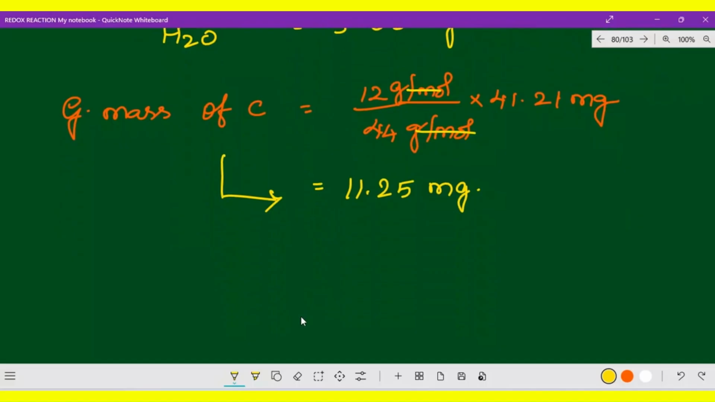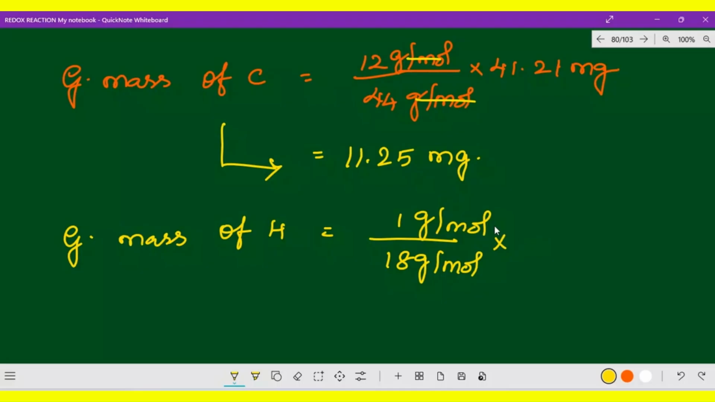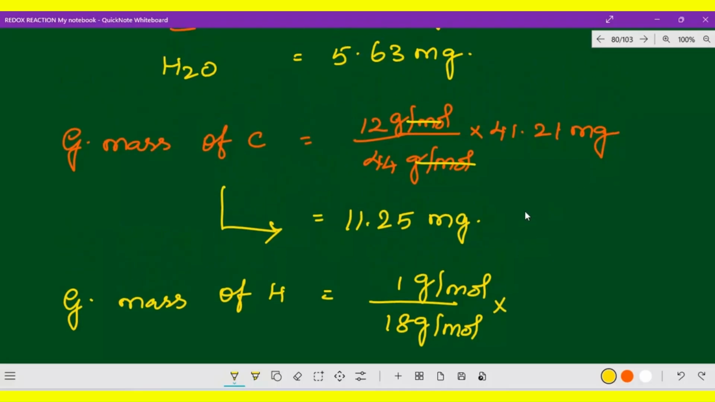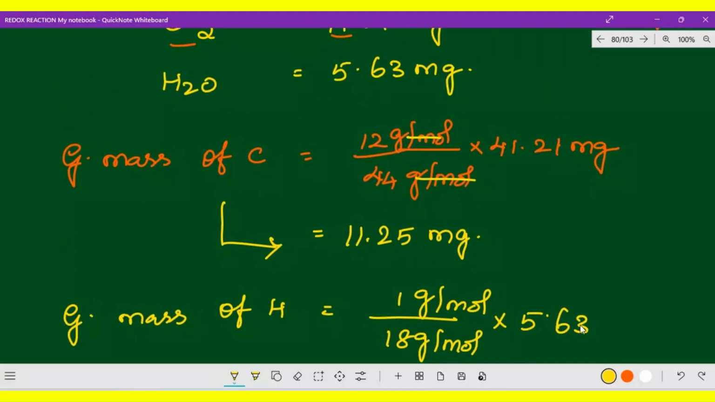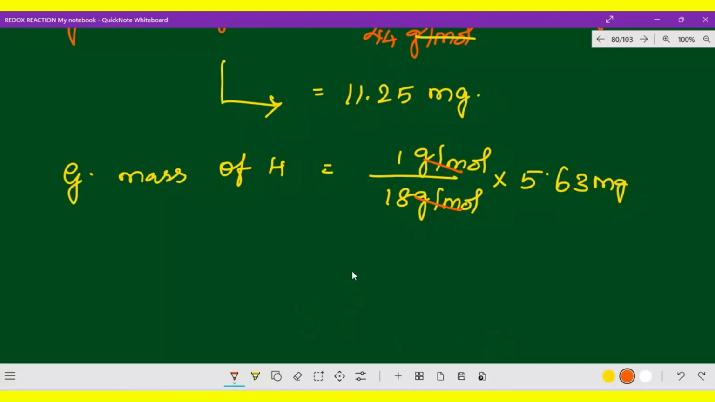And the same way for hydrogen. The given mass of hydrogen is the atomic mass of hydrogen divided by the molecular mass of water. From water only, we can identify hydrogen. So water is 18 gram per mole, and this is gram per mole, right? We have to identify the given mass, so this is 5.63 milligram. Gram per mole will be cancelled, and you will get around 0.63 milligram. So the given mass of hydrogen we found out.